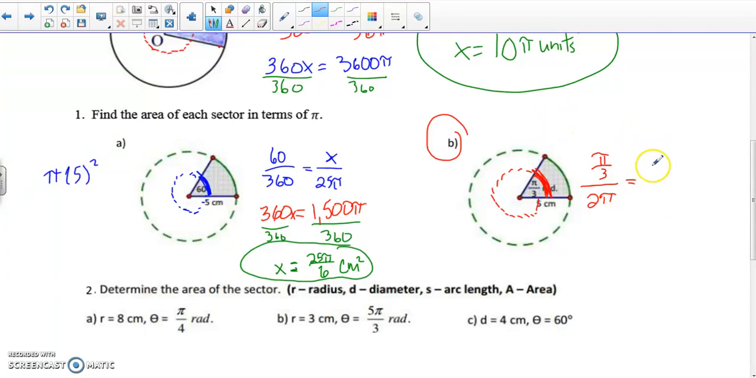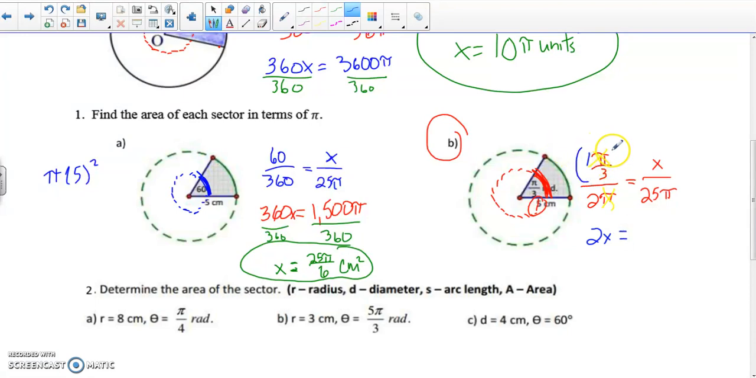So pi over 3 is to 2 pi, as my unknown sector area is to the entire area of the circle. And we have 5 again here. So pi r squared. We have our 25 pi again. And the shortcut I showed you in class last time, I know I'm going quickly, but pause if you need to. The shortcut I showed you in class last time, which is really, really helpful, those pi's cancel out. They reduce down. And all we're left with here is a 1 over 3. So we cross multiply. 2 times x, we can do that.